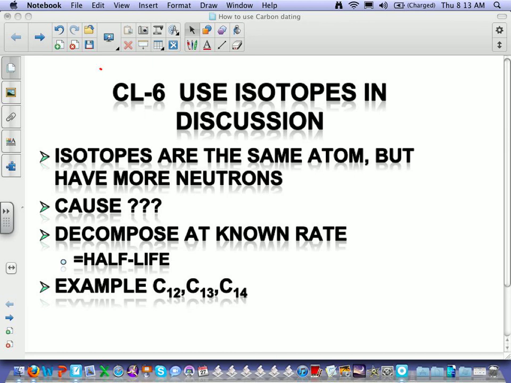Isotopes are atoms that have the same number of protons but a different number of neutrons. Same number of protons but different number of neutrons.